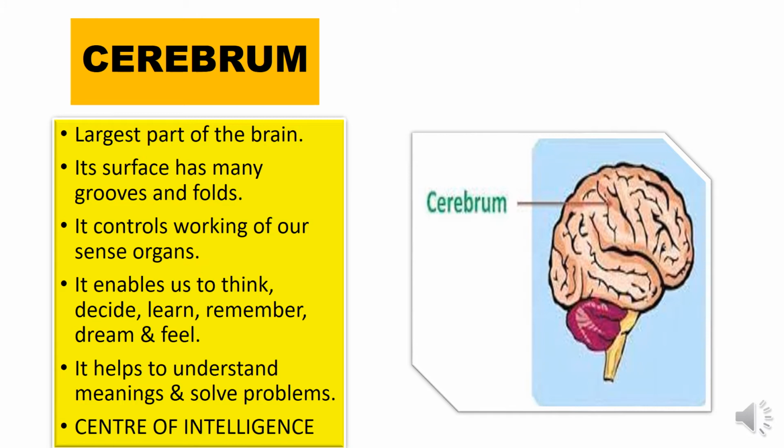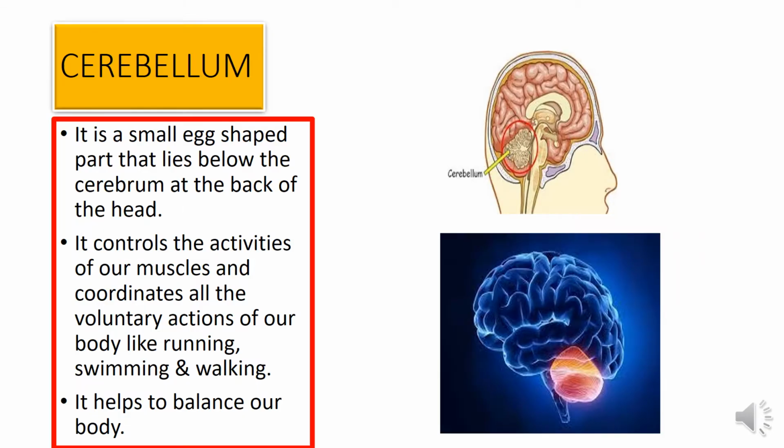Let's move to the next part of the brain, that is cerebellum. Cerebellum is an egg-shaped part that lies below the cerebrum. You can see in the blue picture, which is visible on the screen, that the grooved part, you have now understood, is cerebrum. The egg-shaped part is called cerebellum, which is at the back of our head. That is at the back.